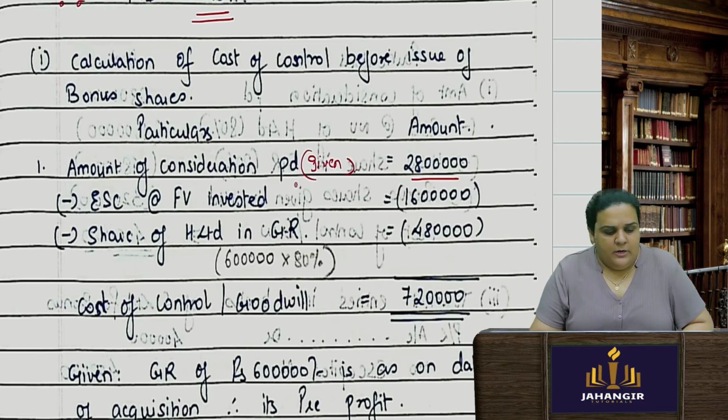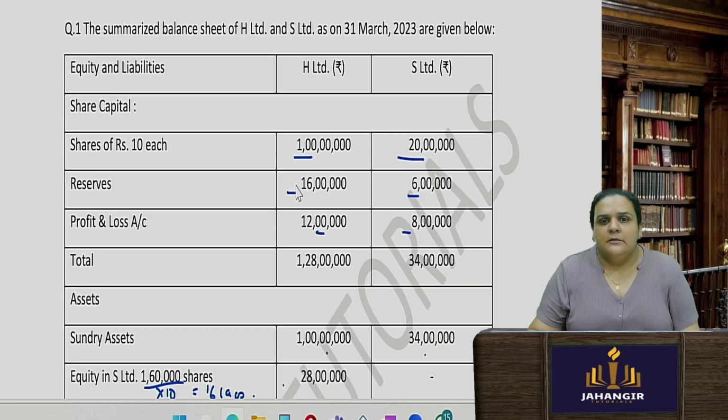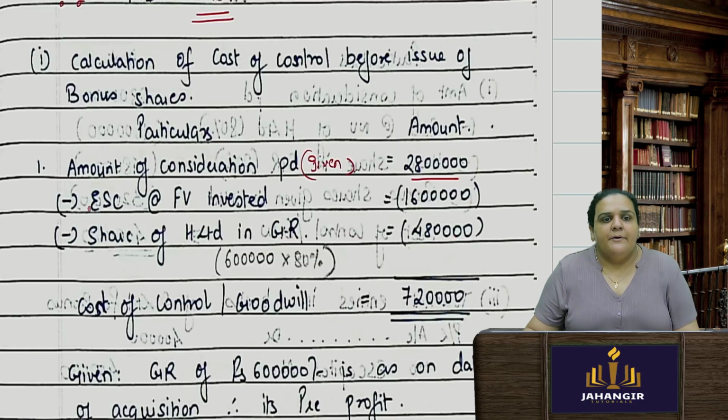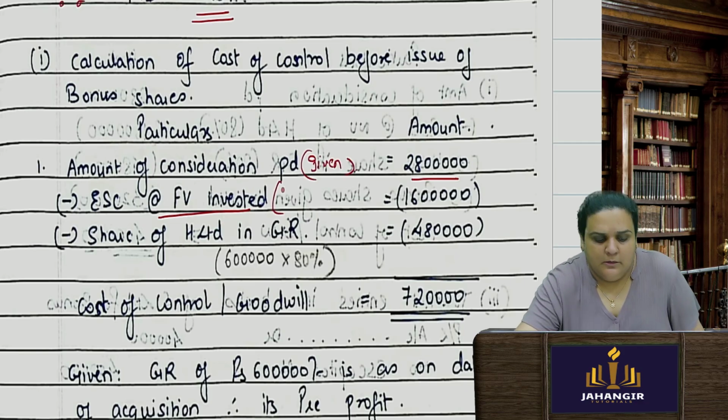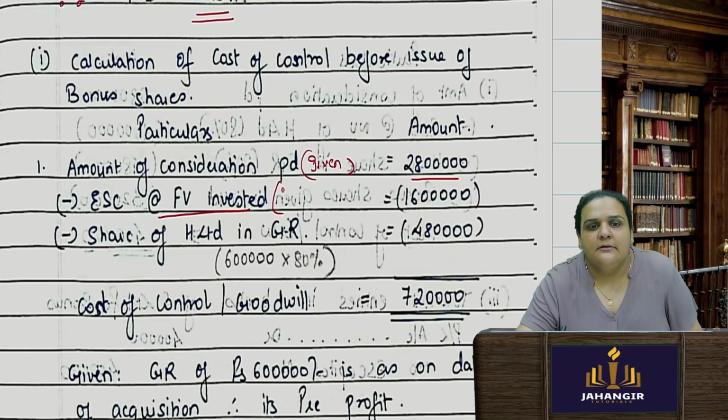What are my shareholder items? Equity share capital. First, equity share capital, we have reserves, we have P&L. These are my shareholder items which I have to take care of. So, equity share capital at the face value. How much equity share capital? It is going to be 80% of the 20 lakhs. So, 16 lakhs, 80%.